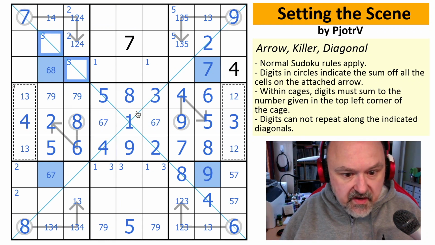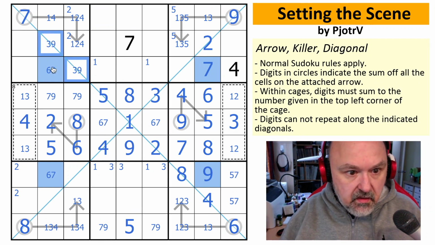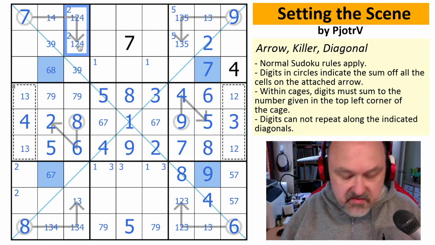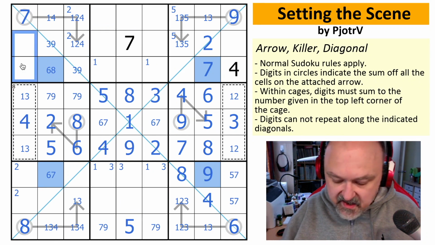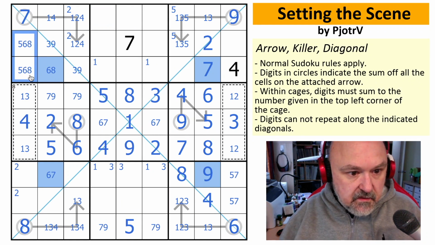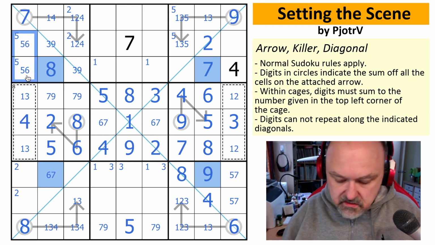On this diagonal now, we've got 1, 2. We need 3. We've got 4, 5, 6, 7. That's a 3, 9 pair. Now this is 1, 2, 4. We know that. So 1, 2, 3, 4, 5, 6, and 8. So 5 has to be there. Except I can't put 8 there. So this is 5, 6. This is 8.